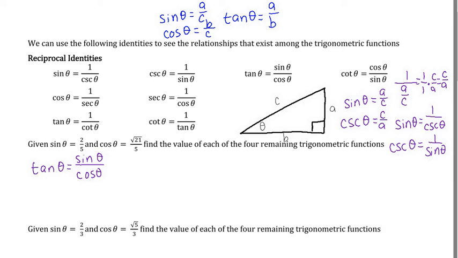So what will happen if we do sine theta over cosine theta? Sine theta divided by cosine theta. Well, that gives us A over C divided by B over C, which is equal to A over C times C over B. Once again, we're dividing by a fraction, so that's the same thing as multiplying by the reciprocal. And that equals A over B, which is opposite over adjacent. So that is how we get that tangent theta is equal to sine theta divided by cosine theta.